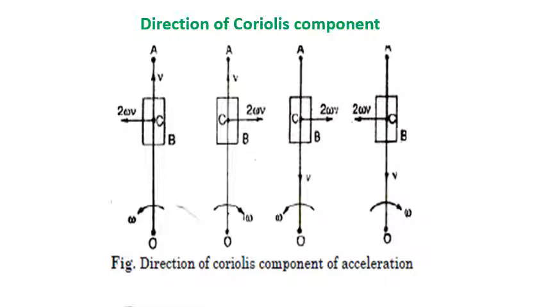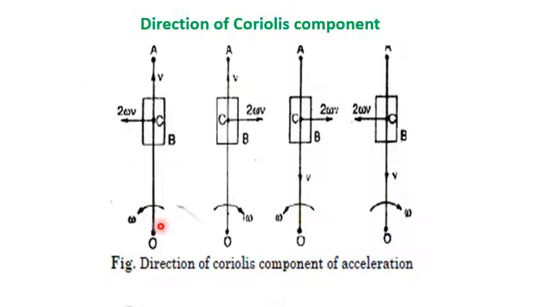Next, the direction of the Coriolis component of acceleration. In this section, we are going to see in which direction the Coriolis component acts. Here there are four figures. The direction of the Coriolis component of acceleration depends on the direction of velocity and the direction of rotation of the link. If the link has a velocity component moving forward, then the acceleration will act towards the direction of rotation of the link, and vice versa.